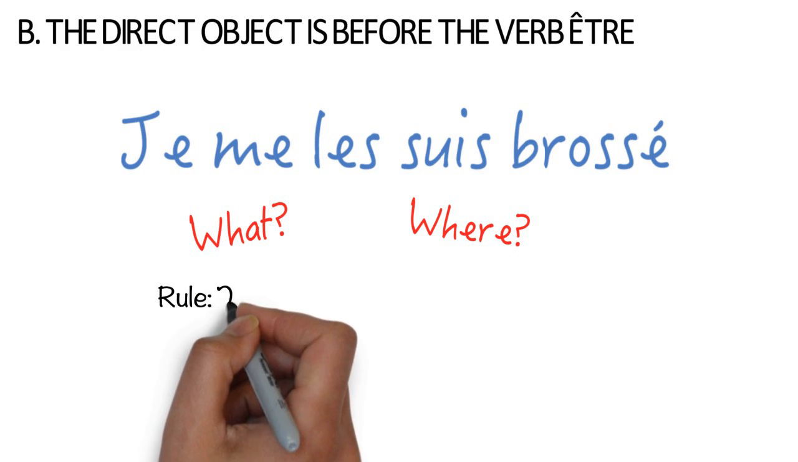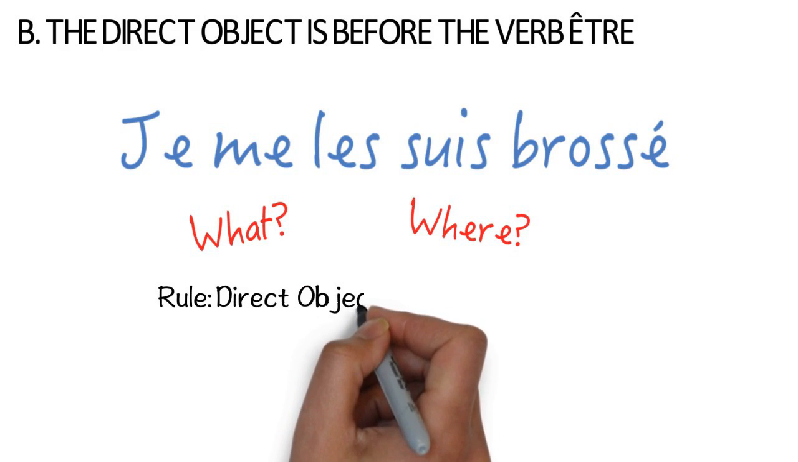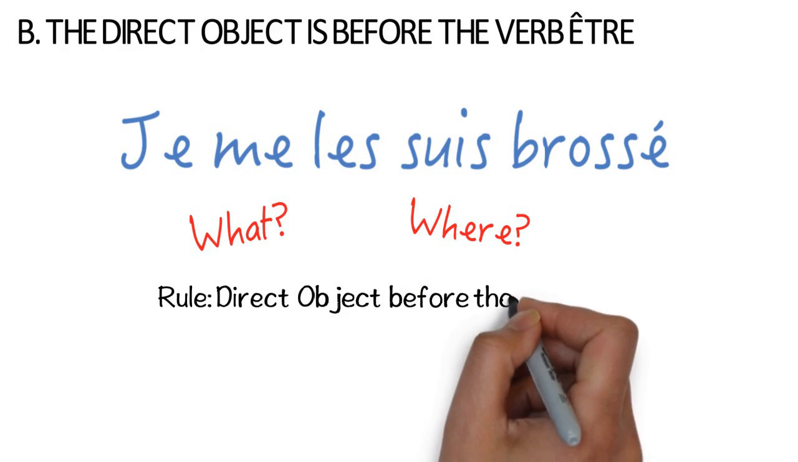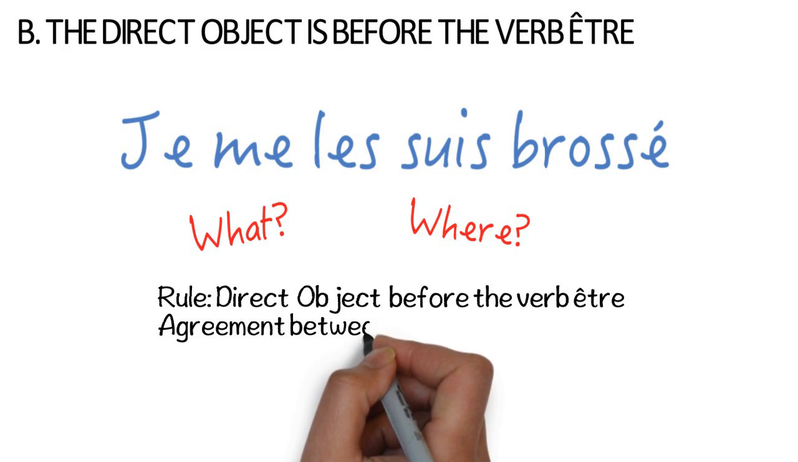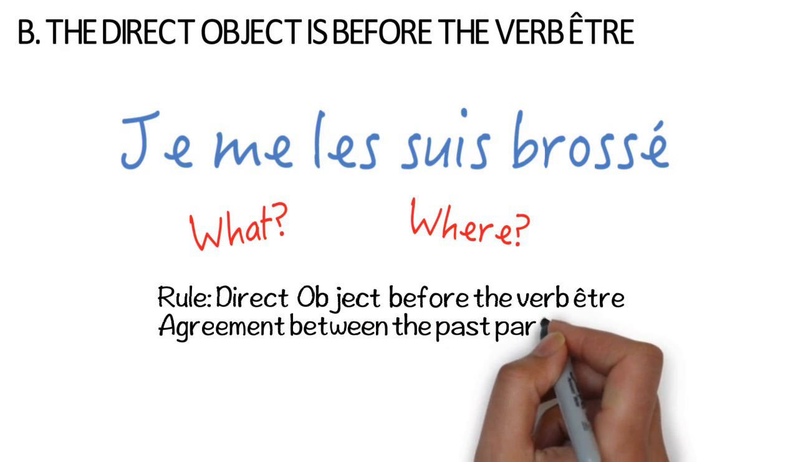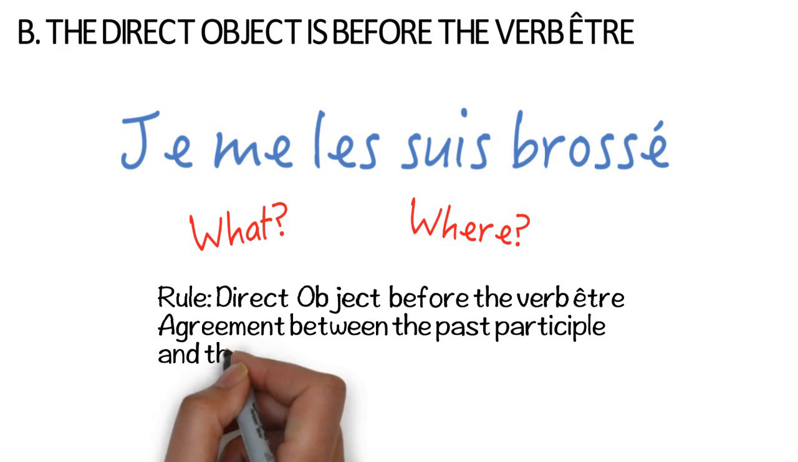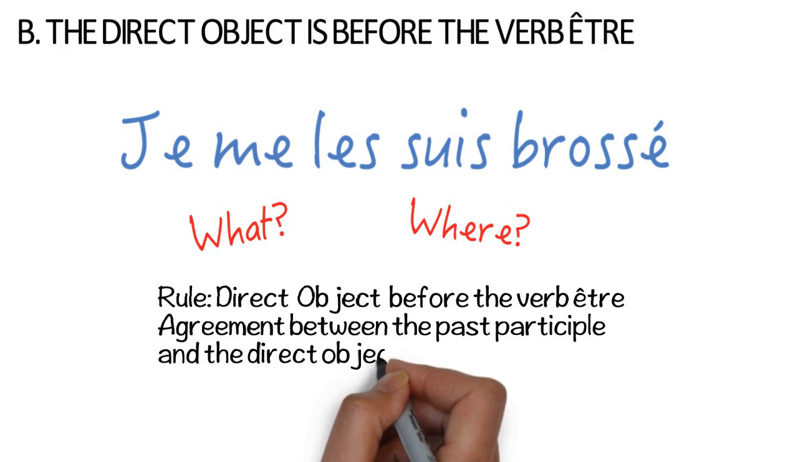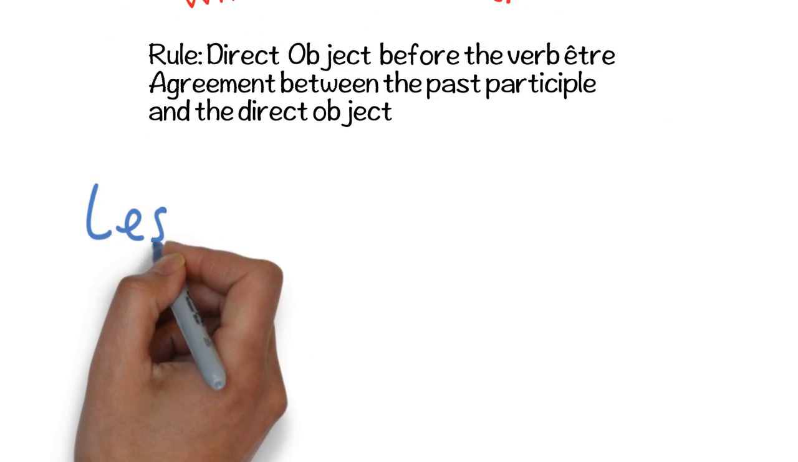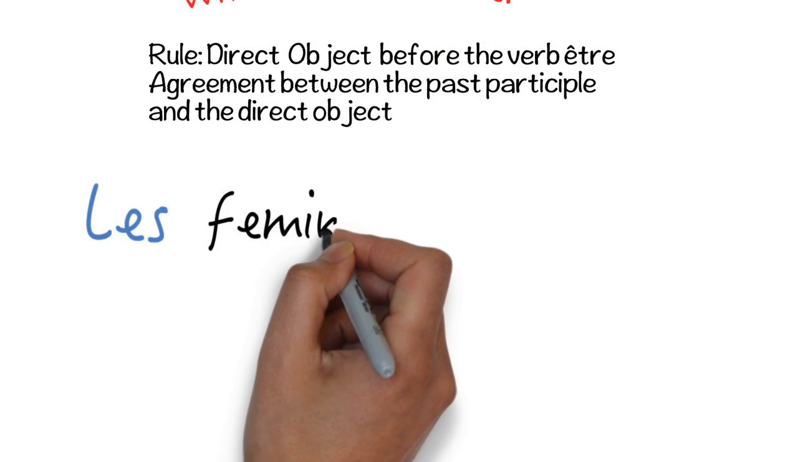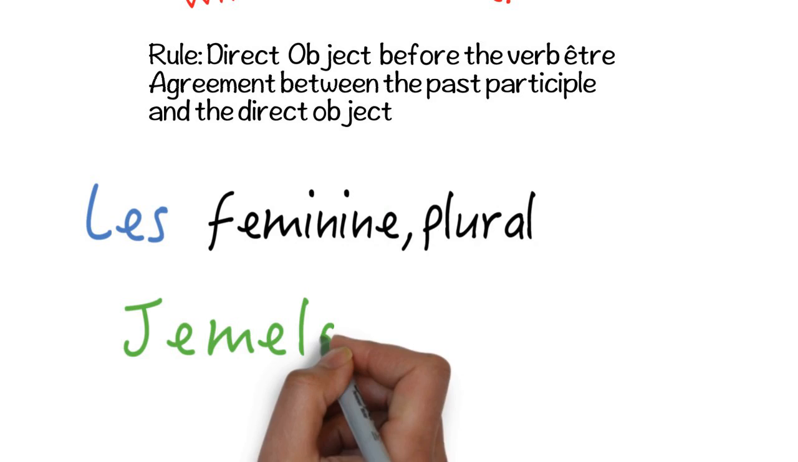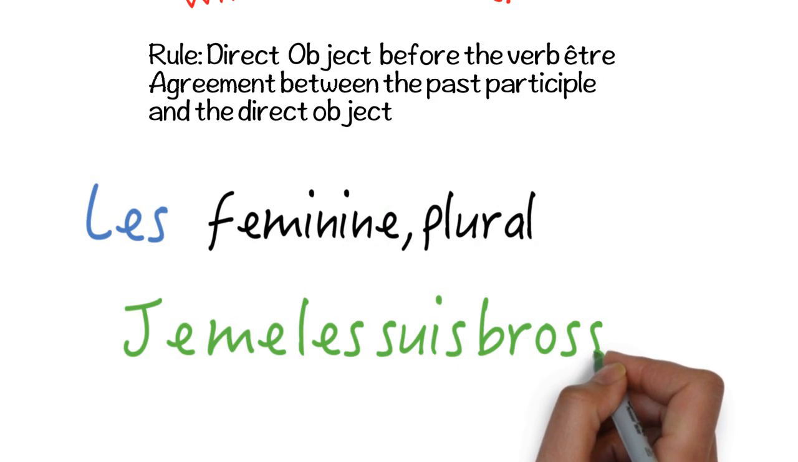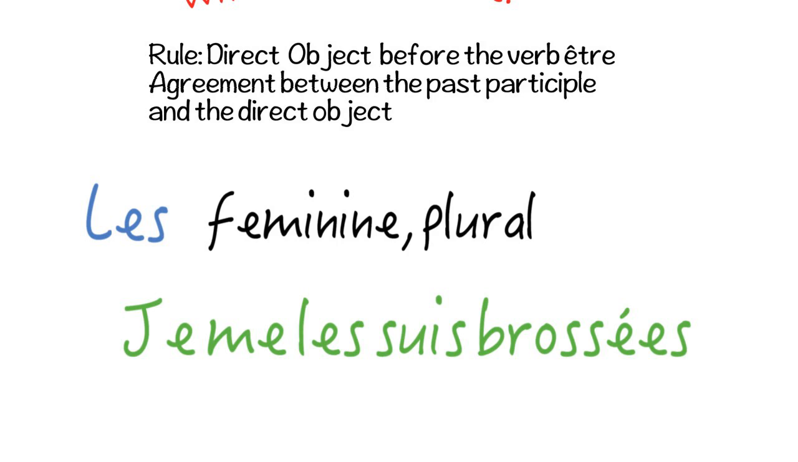Well, let's see it again. The rule is, when the direct object is before the verb, here the verb être, there is an agreement, but the agreement is between the past participle and the direct object, not with the subject. Remember the past participle and the direct object. So here our direct object is les. Les is feminine in French and plural, it is for teeth. It is before, so there is an agreement. Je me les suis brossées, ES at the end, following the rule.